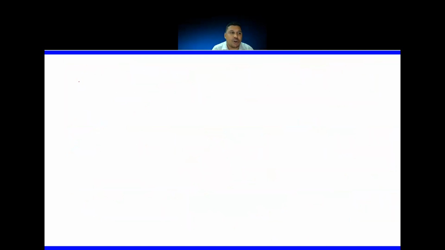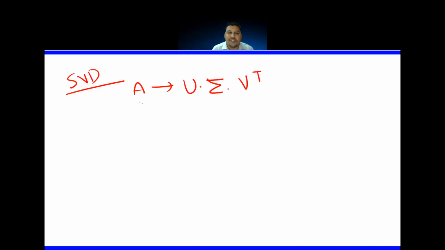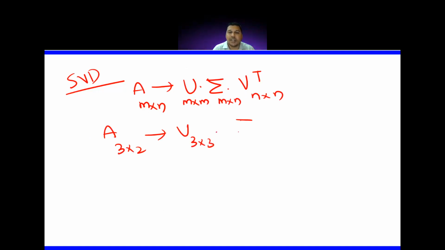I hope you understood. I'll quickly repeat the steps of SVD. In SVD, we express a matrix as three different matrices: U matrix into sigma matrix into V transpose. If it is an M cross N matrix, U should be M cross M, sigma should be M cross N, the original format, and V should be N cross N. For example, for a 3 cross 2 matrix, U will be 3 cross 3, sigma will be 3 cross 2, and V transpose will be 2 cross 2.